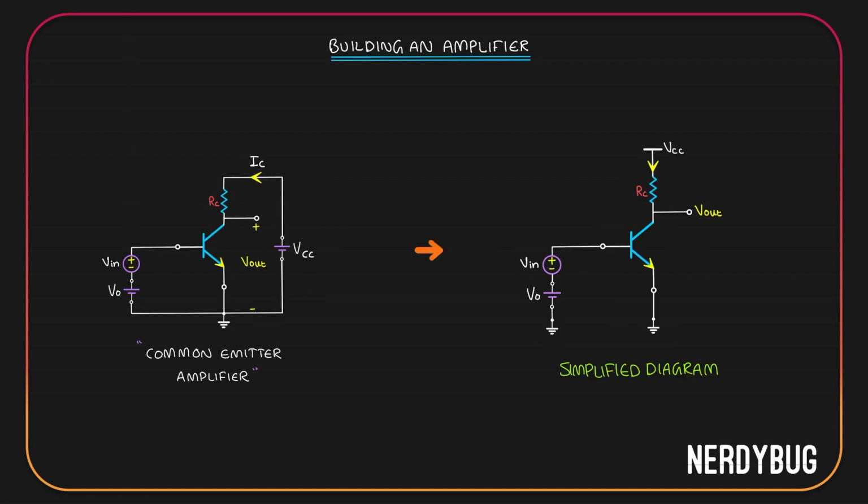You can see that all the connections are the same. Negative terminal of V0 goes to the ground. Here also it is going to the ground. Emitter is connected to the ground. Here also emitter is at the ground.